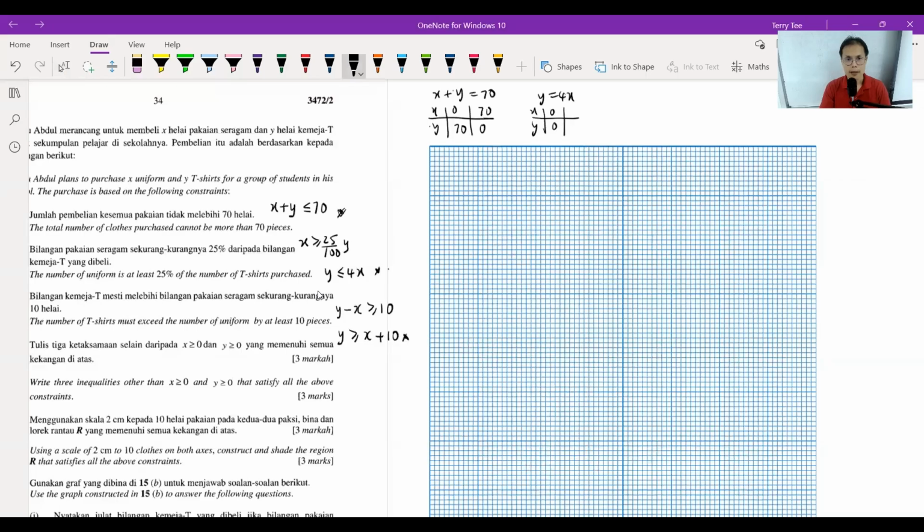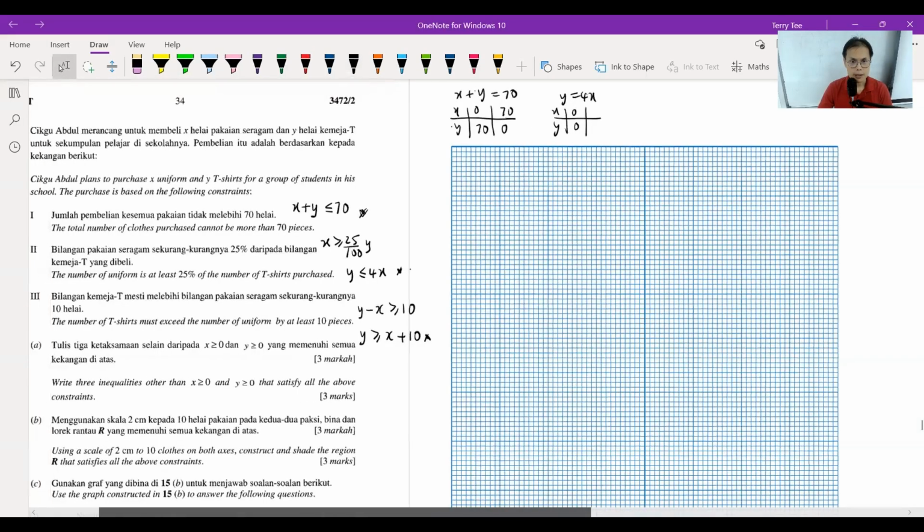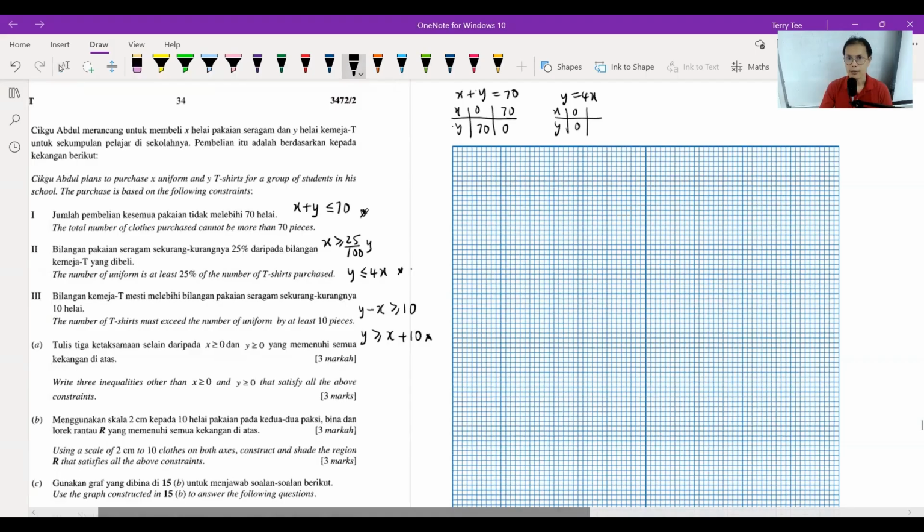Take another point. Now, the scale that you have to use, if you look at the question here, they say skala 2 cm kepada 10 helai. So maybe I put 10, then this will be 40. As long as it can fit inside a graph paper, it's fine. Next one, Y minus X equals 10, or Y equals X plus 10. So we can start off by putting X equals 0, Y is 10. Maybe I put X equals 30, Y is 40. All right, so the scale is 10.